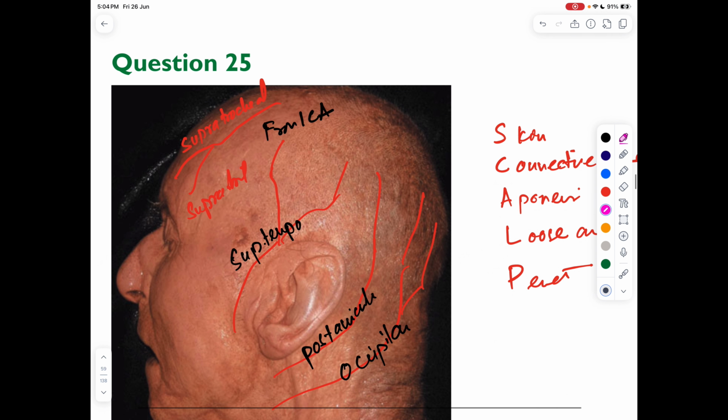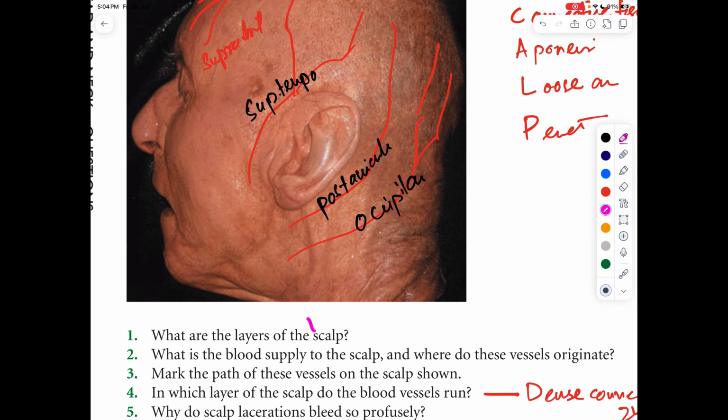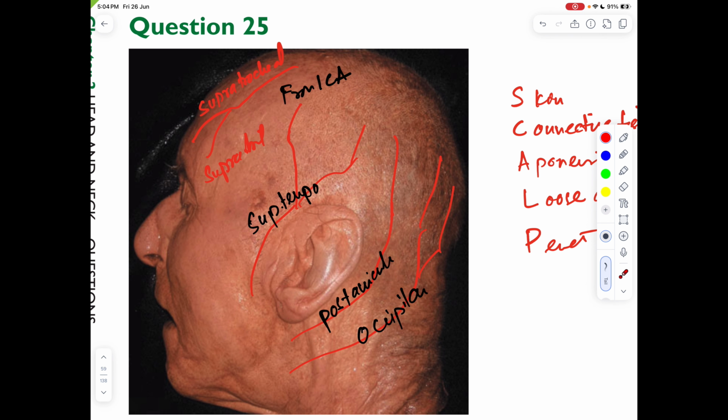So this one is the facial. Now the question is the layers of the scalp: skin, subcutaneous connective tissue, loose areolar tissue, aponeurosis, periosteum. Blood supply and where do the vessels originate? The scalp has blood supply from supratrochlear from above. This is the superficial temporal, and two arteries like these, posterior auricular and occipital, and supratrochlear and supraorbital. So 2 from the internal carotid, 3 from the external carotid.